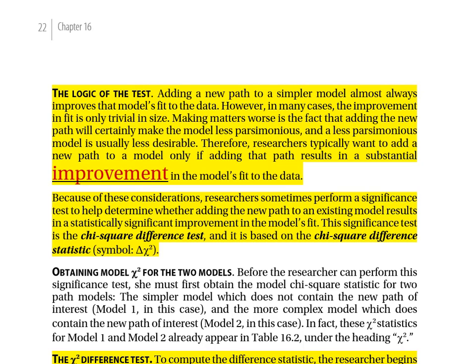Because of these considerations, researchers sometimes perform a significance test to help determine whether adding the new path to the existing model results in a statistically significant improvement in the model's fit. This significance test is the chi-square difference test, and it's based on the chi-square difference statistic, symbol delta chi-squared. Remember delta? We learned about this in a chapter on multiple regression. The symbol delta is typically used to represent a difference or an increase. In this case, delta chi-squared is going to be our symbol for the chi-square difference test.